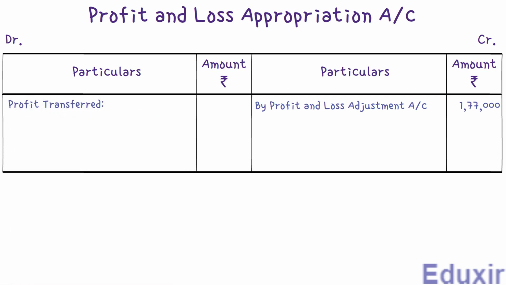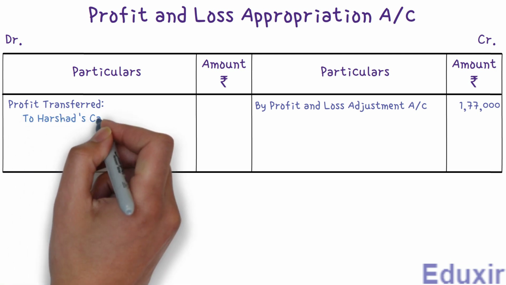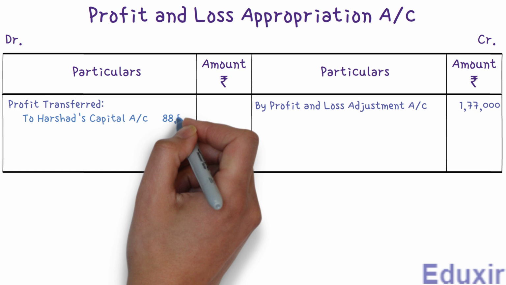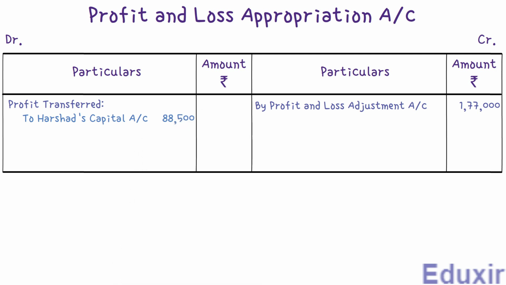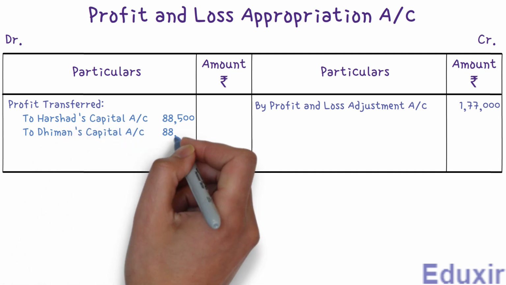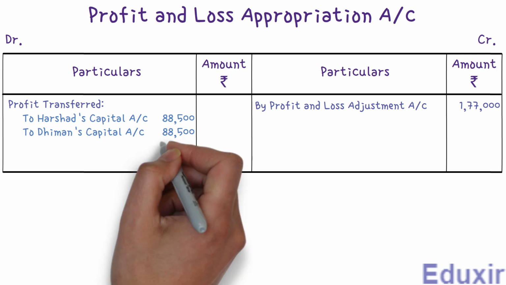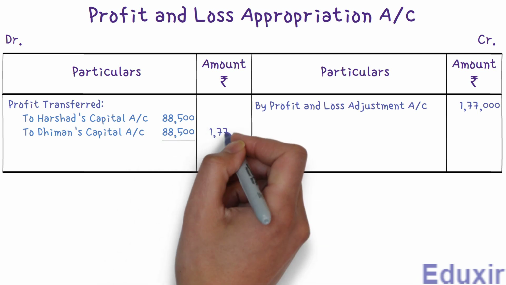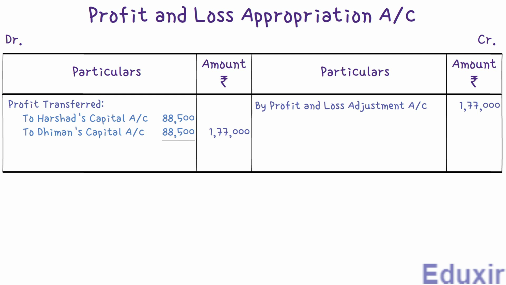Let's then write the profit transferred to the partner Harshad's capital account as 88,500 rupees. Let's then write the profit transferred to the partner Dhiman's capital account as 88,500 rupees. Let's then write the total profit transferred as 1,77,000 rupees. With that, we have completed the posting of the entry related to the transfer of the profit to be distributed from the profit and loss appropriation account to the partner's capital account. In fact, we have completed all the entries into the corresponding accounts as far as this problem is concerned. And now, it is time to find the totals, balance the accounts and close the books.